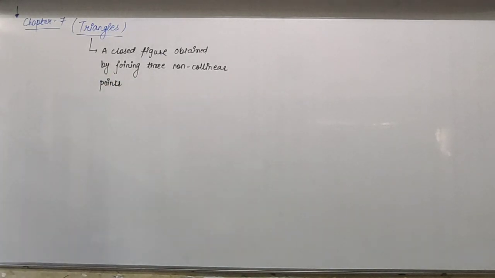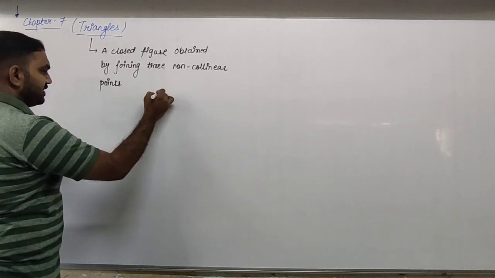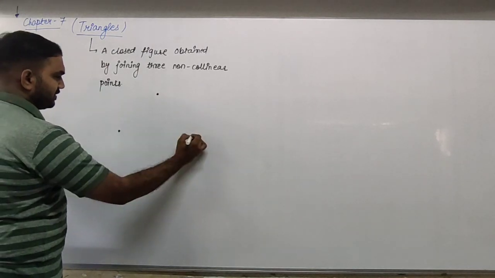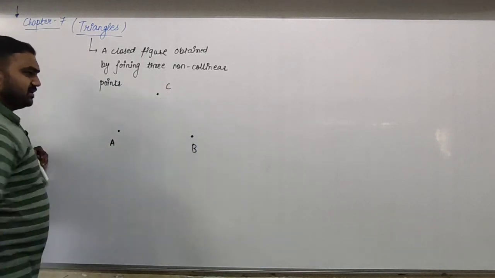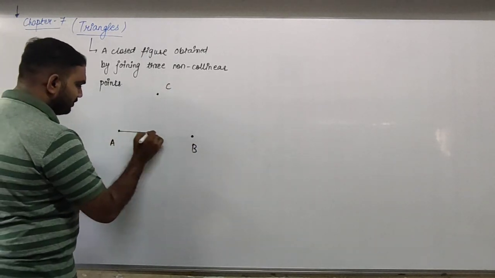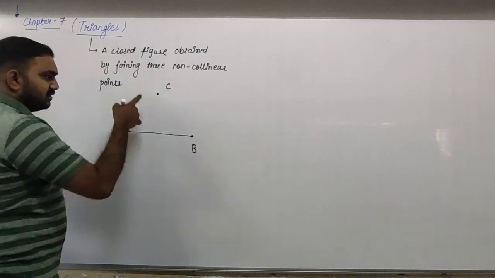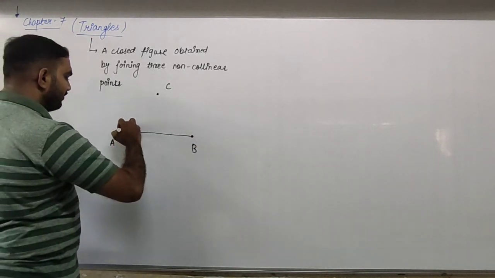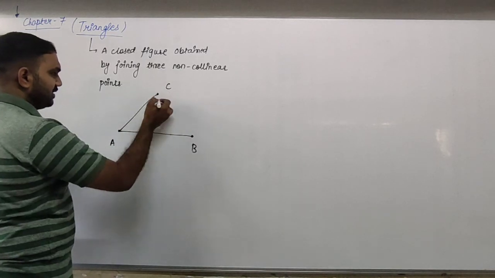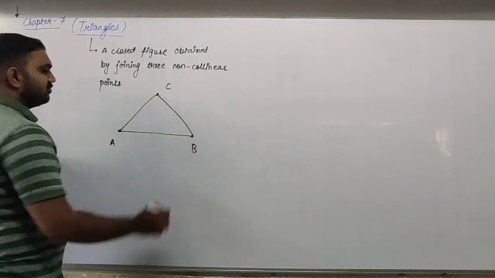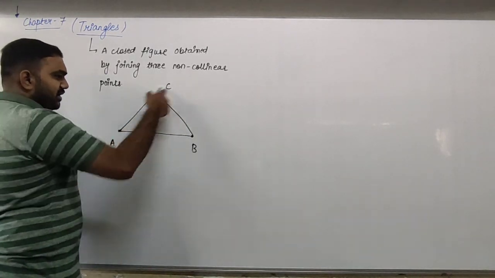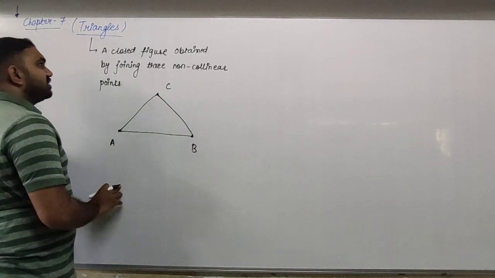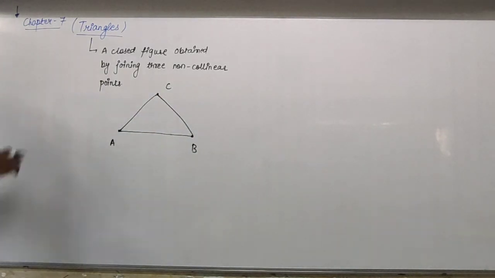So basically, when we have three non-collinear points, if we join them in order, for example, if I say these are the three non-collinear points, this is A, this is B, and this is point C. If I join AB, then C is not on AB. So first of all, what we need to do? We need to connect A to C, and again we also need to connect B to C. So this closed figure that is formed by joining three non-collinear points gives us a triangle, right?